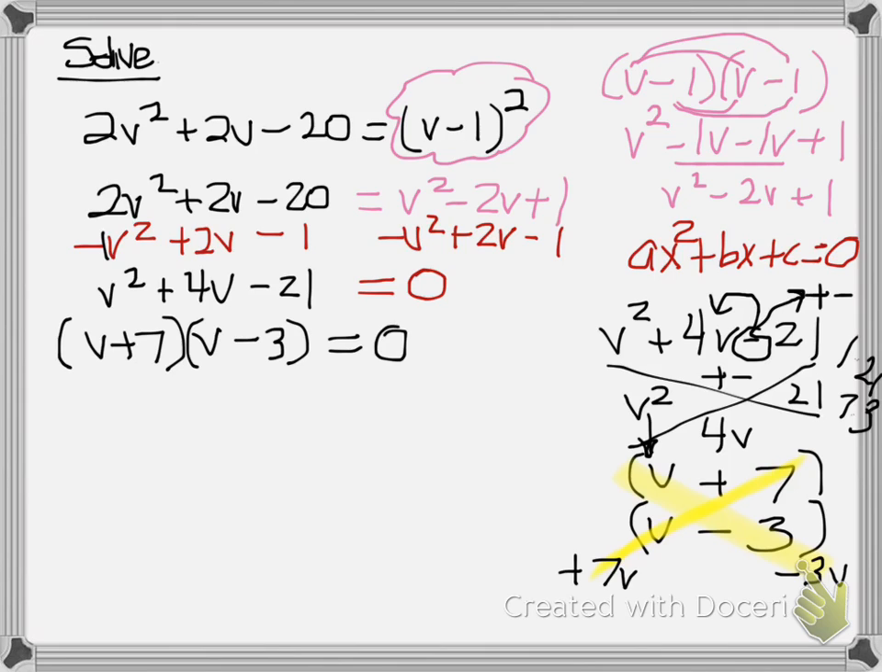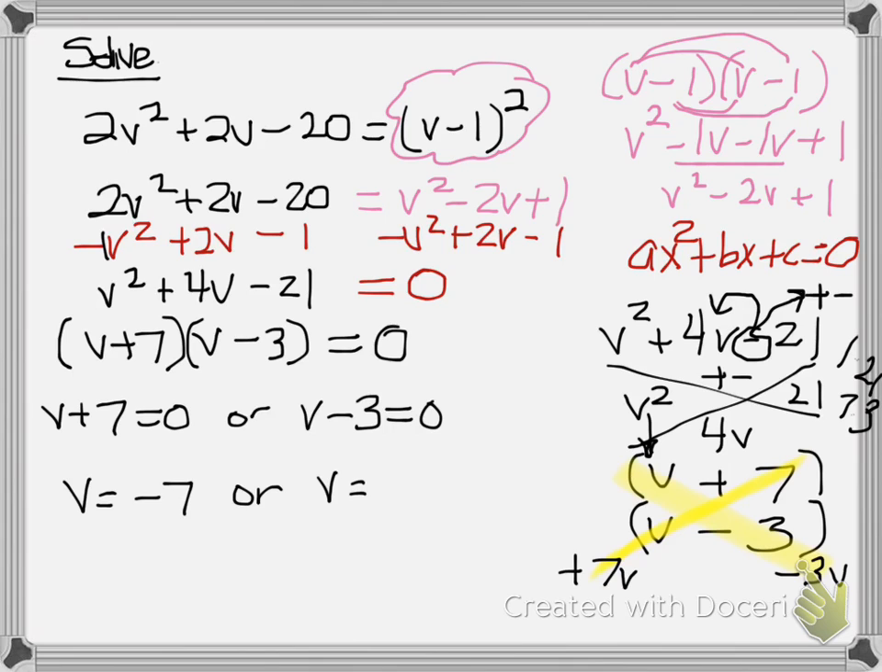Let's see, v plus 7 equals 0. Yes, I break them apart. Very good, Jesse. V plus 7 equals 0, or v minus 3 equals 0. And so what are my two answers? Negative 7 and then positive 3. V equals negative 7, or v equals positive 3. That is exactly right. Okay, so again, like I said, it's not a hard problem. It just takes up a lot of paper.